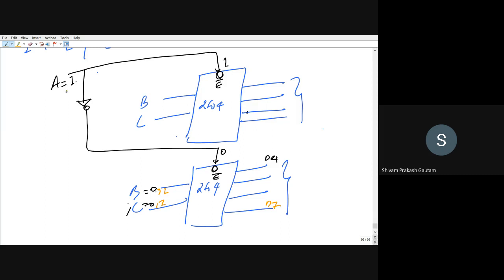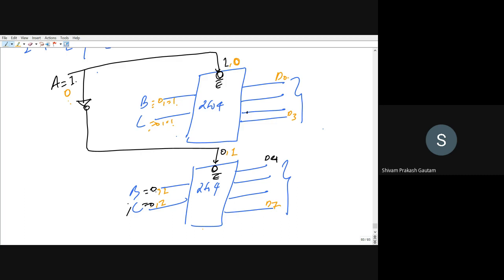Now let us suppose that A is equal to 0. So here you will get 1, this will not get activated, but here you will get 0, so this decoder will get activated. Now say B is equal to 0 and C is equal to 0. When A is equal to 0, B is equal to 0 and C is equal to 0, you will get D0. When A is equal to 0, B is equal to 1 and C is equal to 1, you will get D3. Similarly, you can do it for the rest of the combinations.